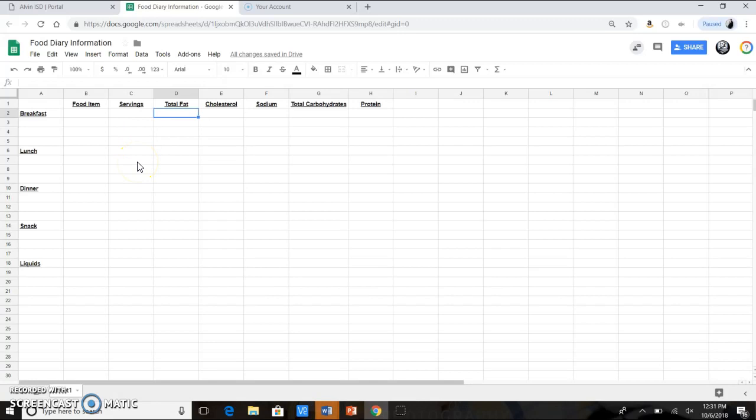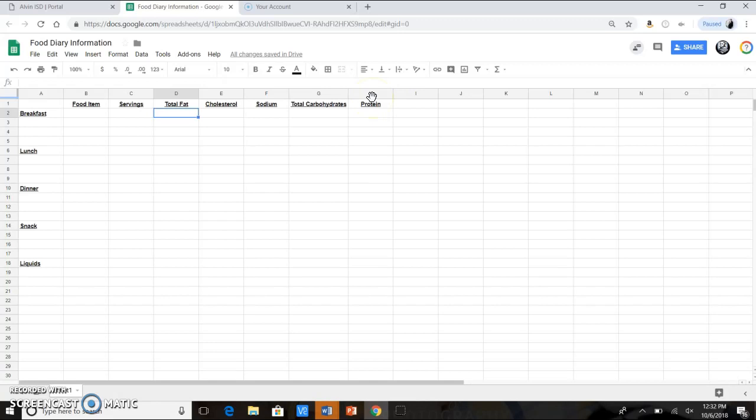What I was originally going to do is write this down as quantity. But to simplify and to help you out, I think the best way to look at it is in servings, because this now allows you to easily multiply whatever it is that you were eating. On the right-hand side, total fat, then cholesterol in column E, sodium in column F, total carbohydrates in column G, and protein in column H.